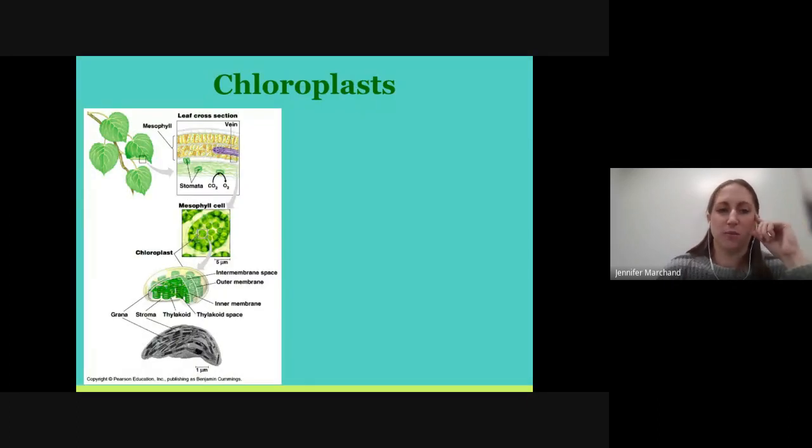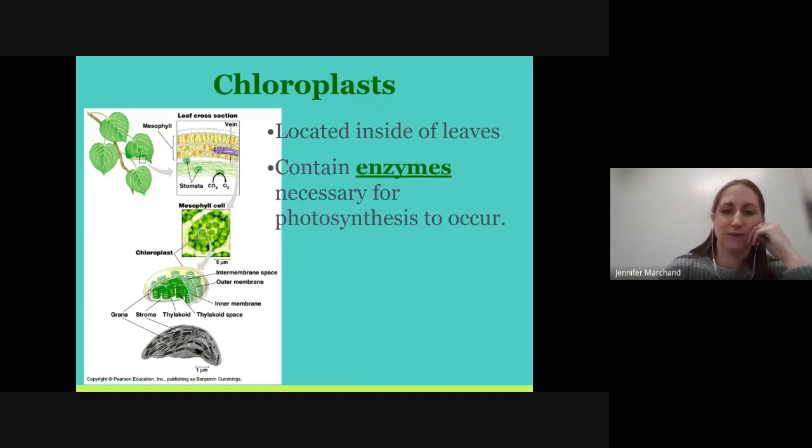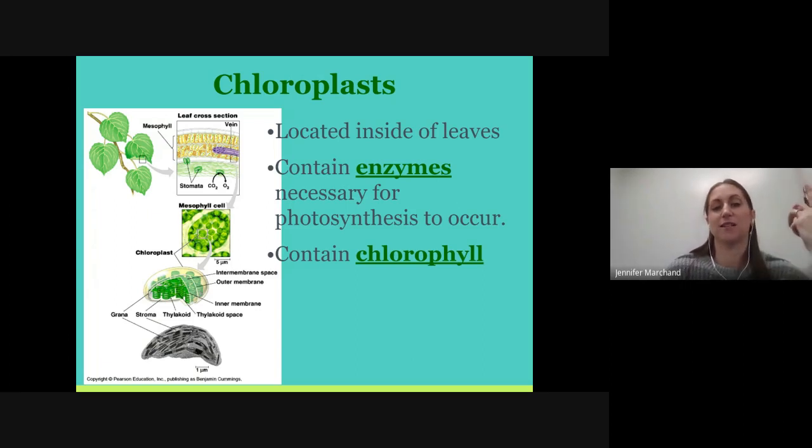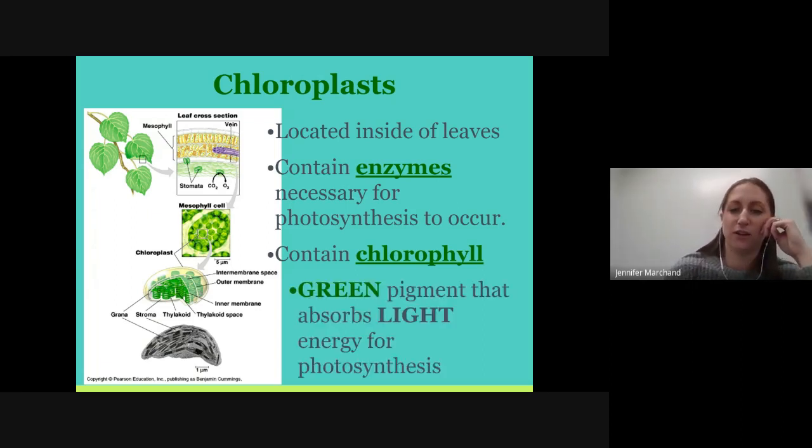So let's talk about chloroplasts for a minute. Where are we going to find chloroplasts? They're located in the leaves of the plant, and these contain the enzymes that are necessary for photosynthesis to occur. As you can see, they're nice and green, and that's because of all the thylakoids inside of them and the stromas and things like that. The chloroplasts contain chlorophyll. That's where they get all that green color from. Chlorophyll is a green pigment that absorbs light for the energy for photosynthesis.